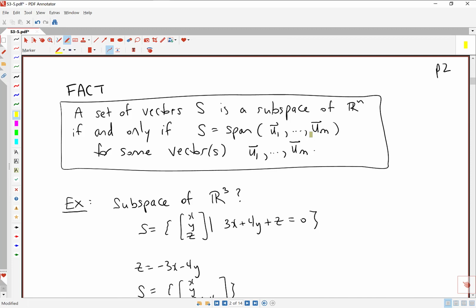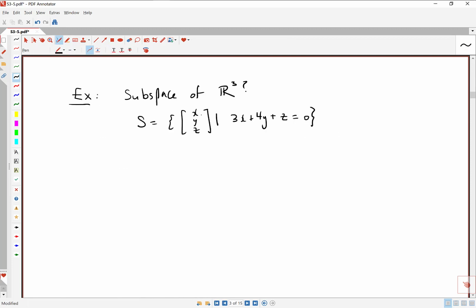Let's do a couple of examples to investigate that. Here's our question. We want to know whether this set is a subspace of R3. The set is the set of vectors x, y, z such that 3x plus 4y plus z equals 0. We're going to try to describe this as a span. The trick for these types of problems is to start off with whatever your restriction is and see if you can solve for one of the variables. So we're going to take 3x plus 4y plus z equals 0 and solve for z. That's like saying z has to equal negative 3x minus 4y.